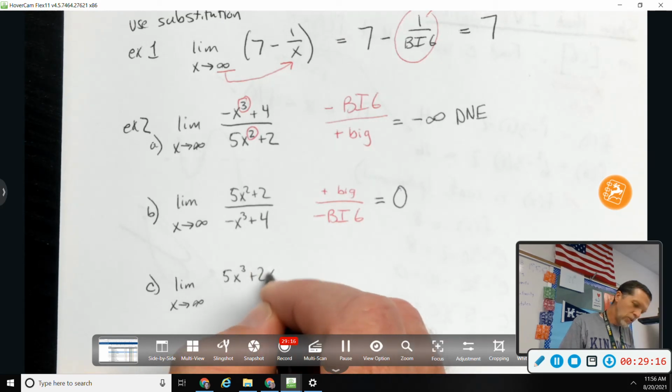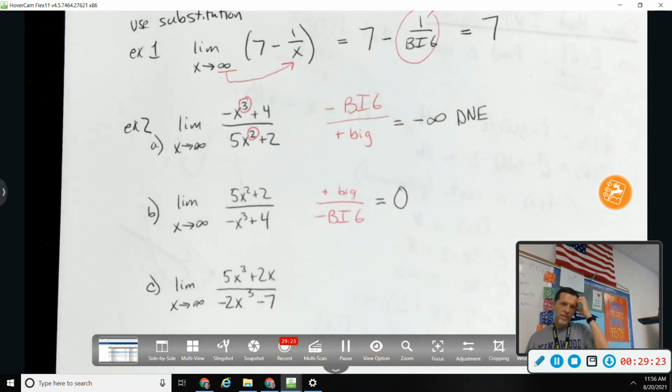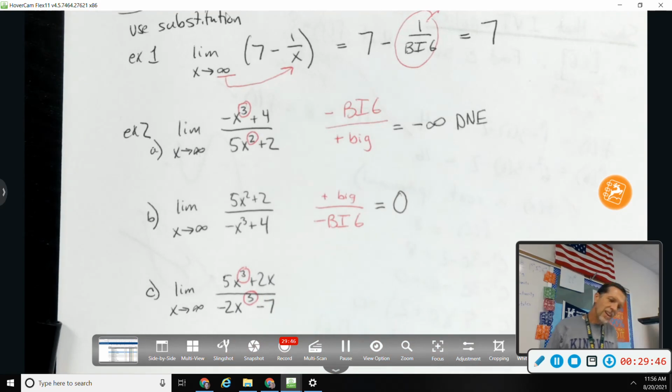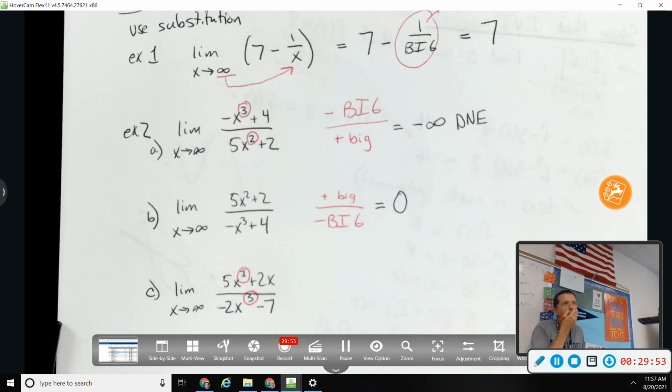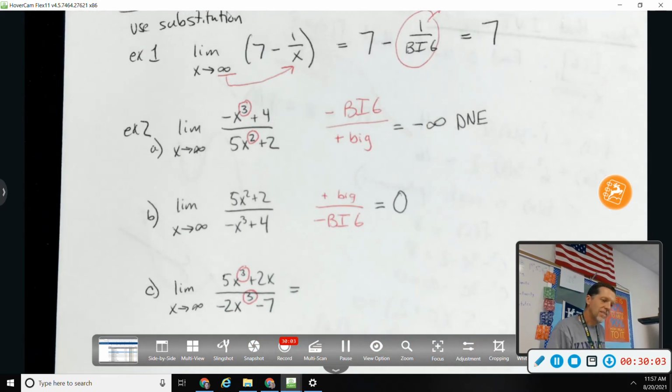5x cubed plus 2x over negative 2x cubed minus 7. So positive big number over negative big number. And how about the magnitudes of the top big versus the bottom big? I think I would disagree, because they're equally big. However big they are, they're equally big. But also, one of them is 2 times that. 5 over negative 2, the exponents are the same, so look at the coefficient.